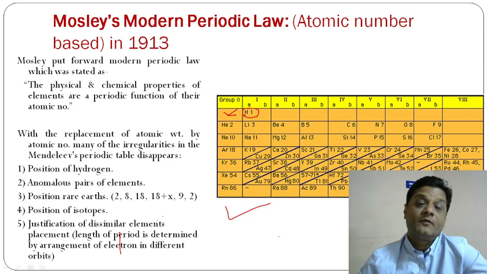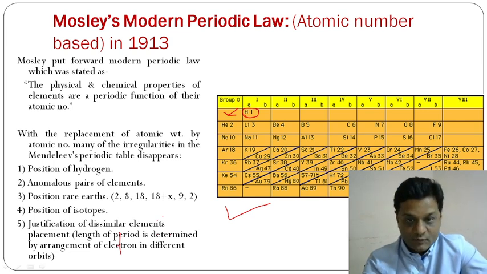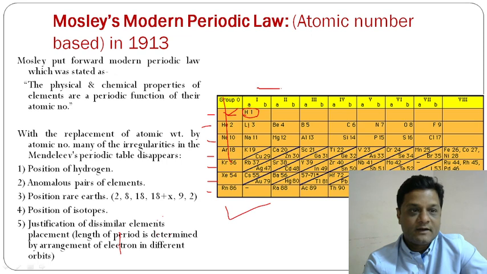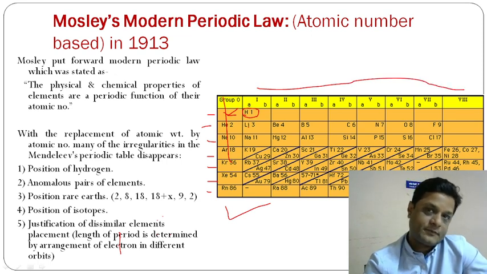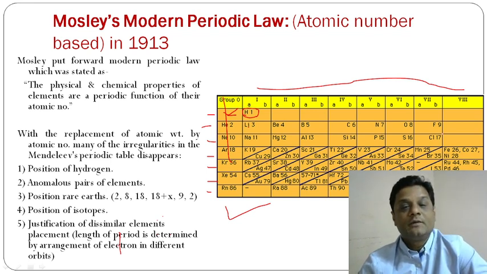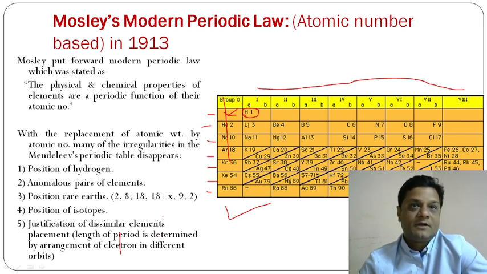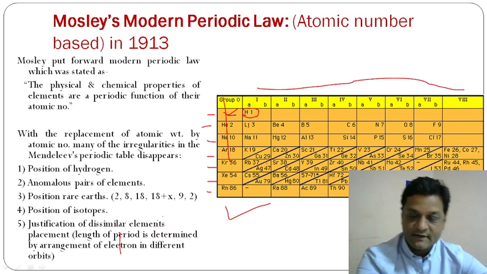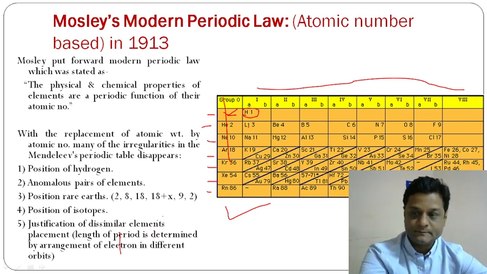He drew this type of tabular form where there were 7 periods: 1, 2, 3, 4, 5, 6 and 7, and 8 groups. The groups from 1 to 7 were again subdivided into subgroups, A B A B A B A B, where similar elements were placed. Similar elements were placed in the subgroups. That is how Moseley developed a periodic table.